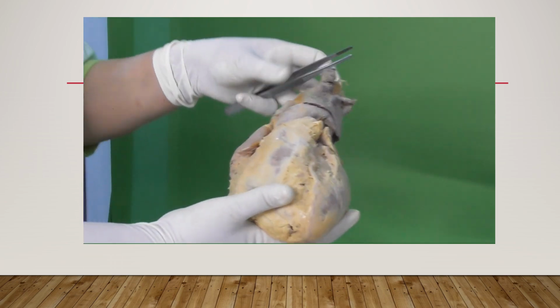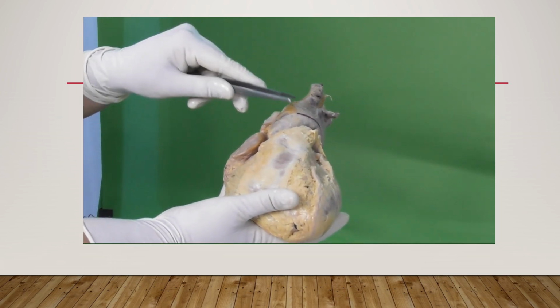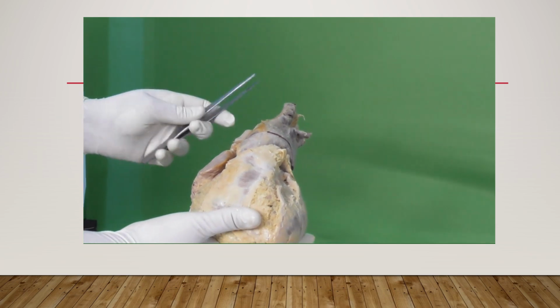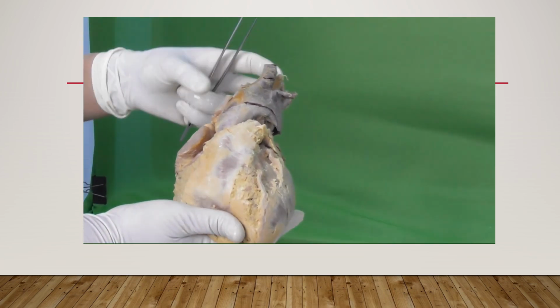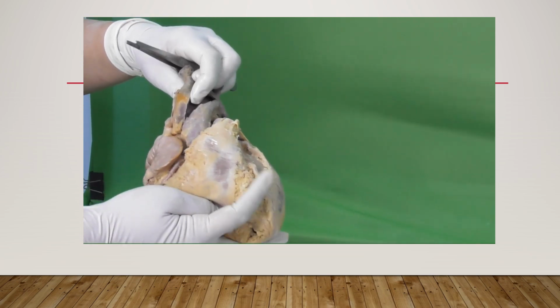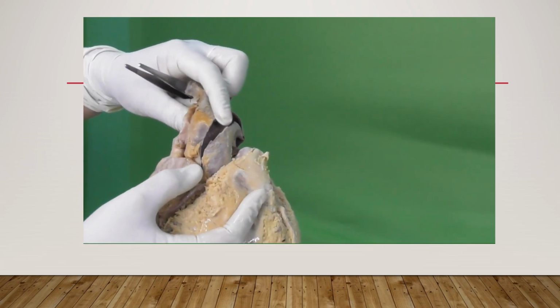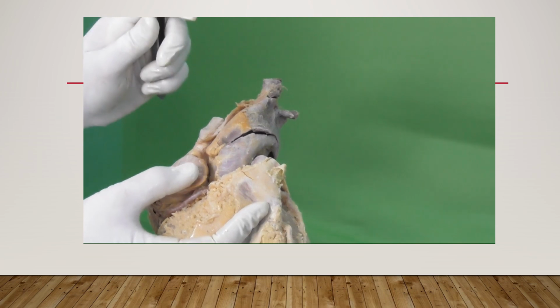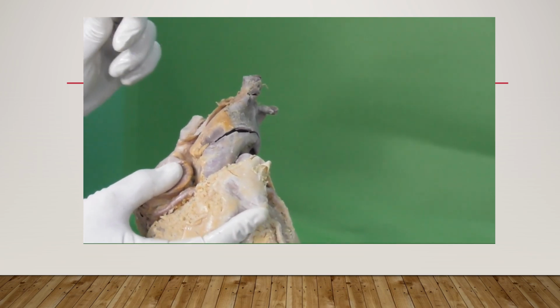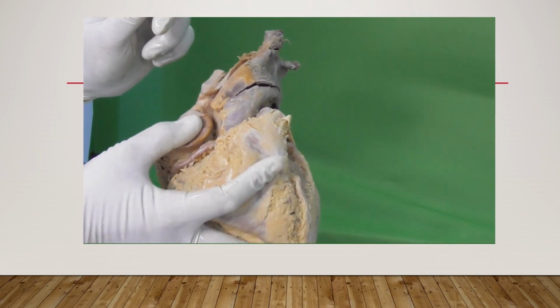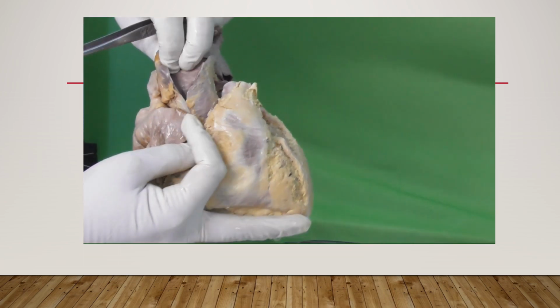Now, if we see this specimen, we can see the aorta and the pulmonary trunk. Same as the atrioventricular orifices, which are guarded by valves, similarly the aorta and pulmonary trunk are also having valves, which are called semilunar valves. Both the aorta and pulmonary trunk have semilunar valves which have three cusps.